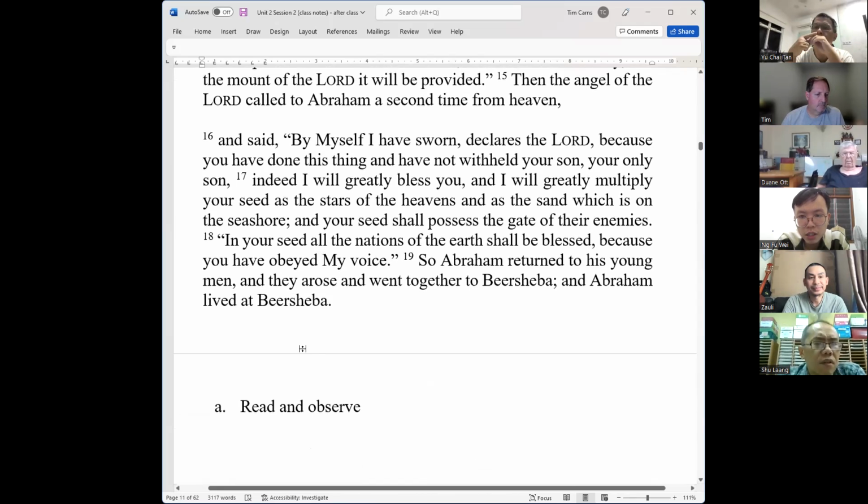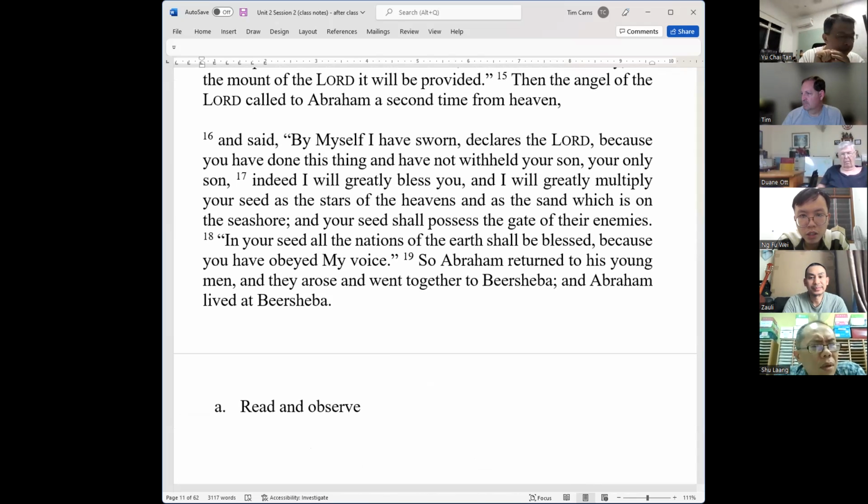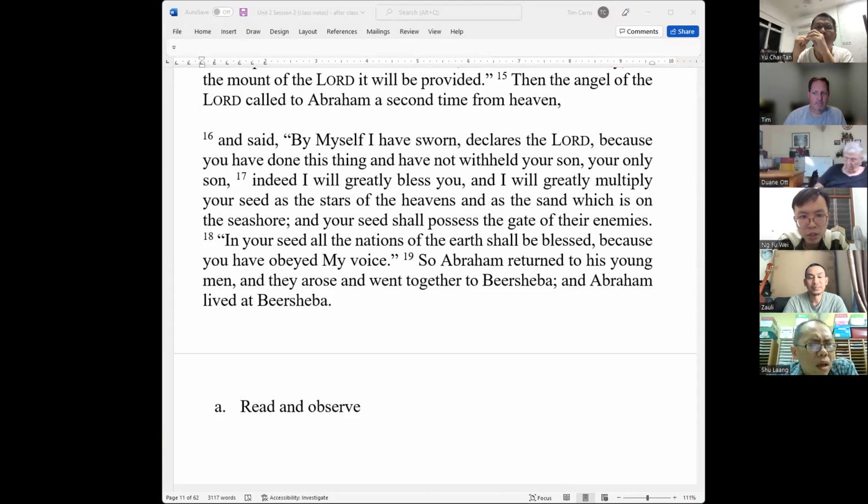Verse 16. And said, "By myself I have sworn, declares the Lord, because you have done these things and have not withheld your son, your only son. Indeed, I will greatly bless you, and I will greatly multiply your seed as the stars of the heavens and as the sand which is on the seashore. And your seed shall possess the gate of their enemies. In your seed all the nations of the earth shall be blessed, because you have obeyed my voice."